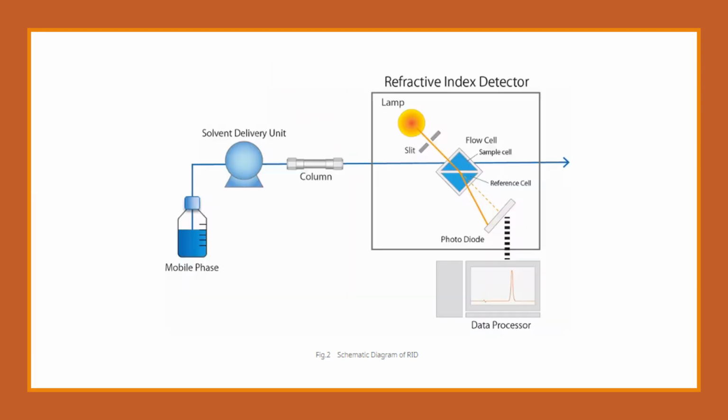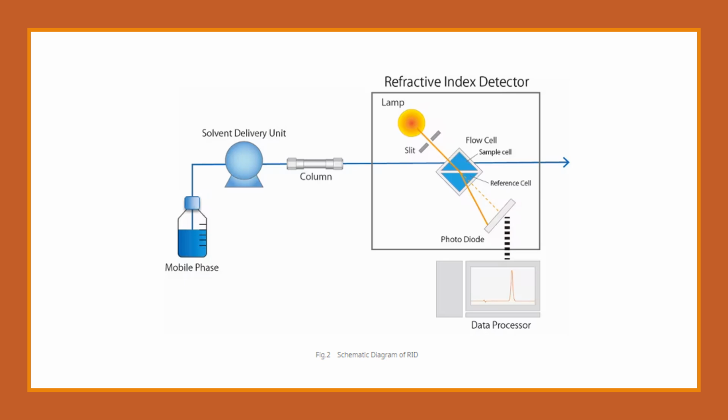Now in this diagram you all can see that the light is emitted from the lamp. It passes through the slit and transmits the flow cell as a parallel beam. The transmitted light from the flow cell forms a slit image on the photodiode. The sample side is called the sample cell, through which the mobile phase containing the analyte passes continuously.